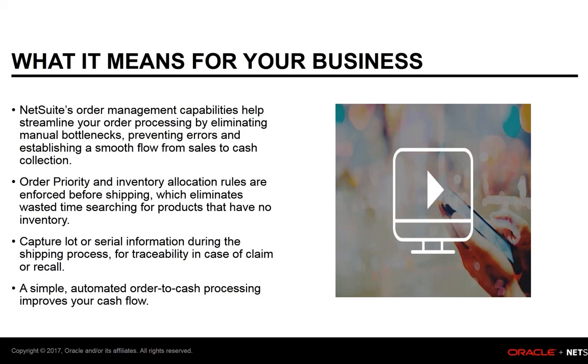NetSuite's order management capabilities help streamline your order processing by eliminating manual bottlenecks, preventing errors, establishing a smooth flow from sales to cash collection. Order priorities and inventory allocation rules are enforced before shipping, which eliminates wasted time searching for products that have no inventory. You can capture lot or serial information during the shipping process for traceability in case of claims or recalls, and a simple automated order-to-cash processing improves your cash flow.